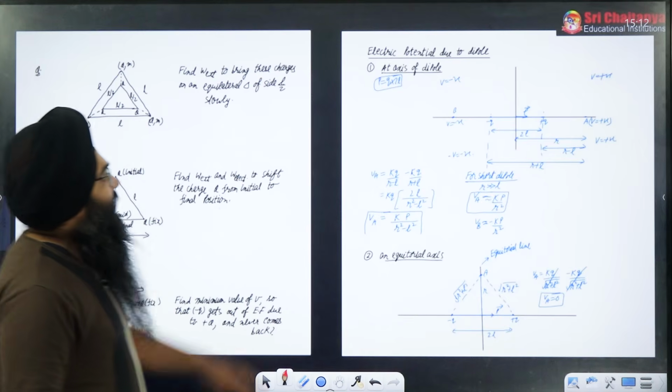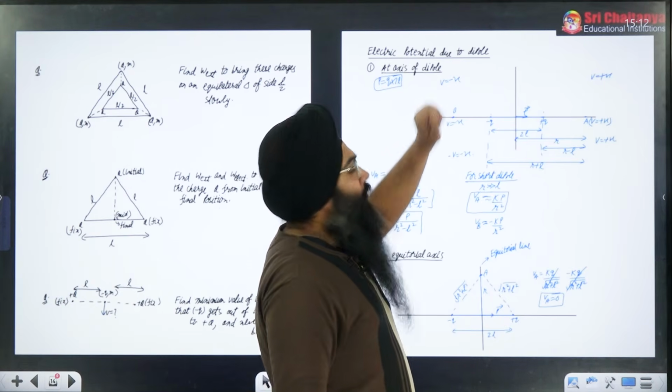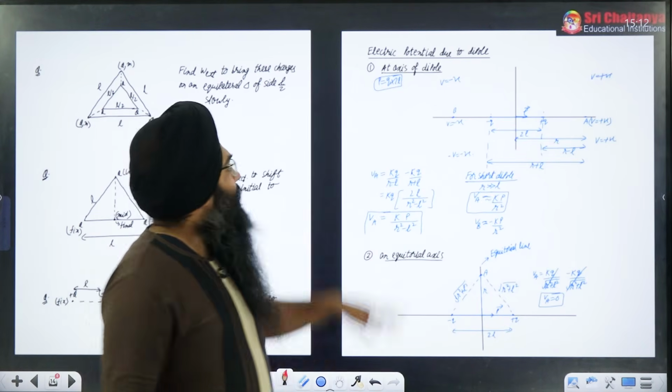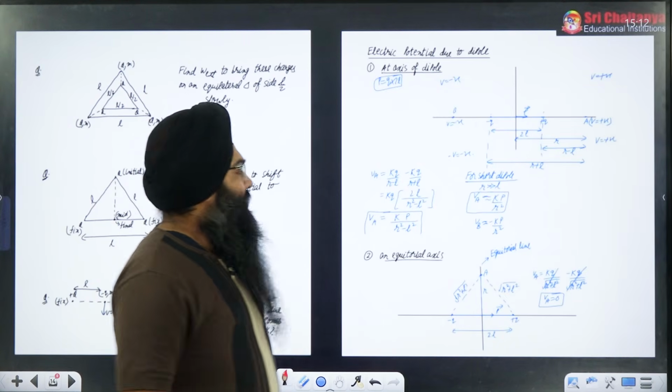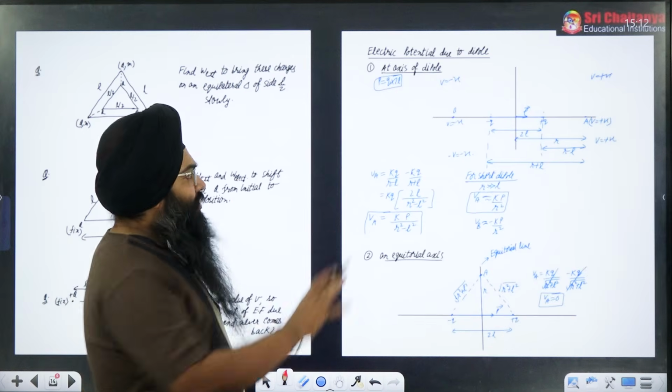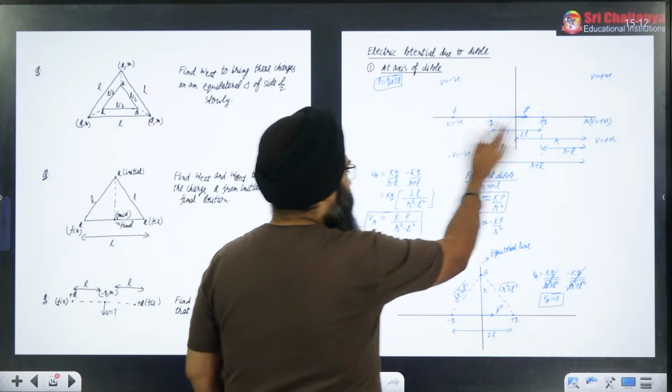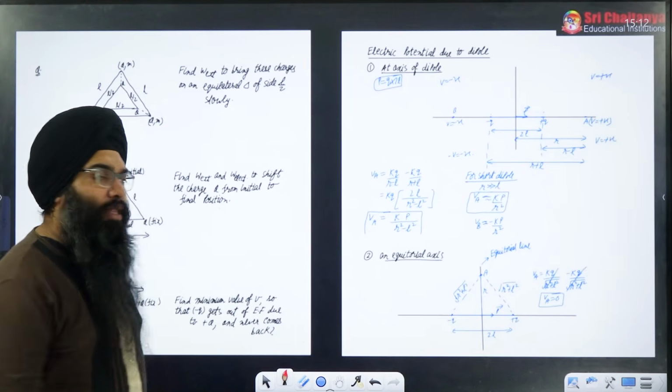Now for the next case, electric potential due to a dipole. Whenever we are discussing a dipole, there are 3 points. One is on the axis of the dipole. See, I am not deriving it right now. The derivation I have already written. If you want, you can see from here and you will be able to get the answer. Just remember the result.